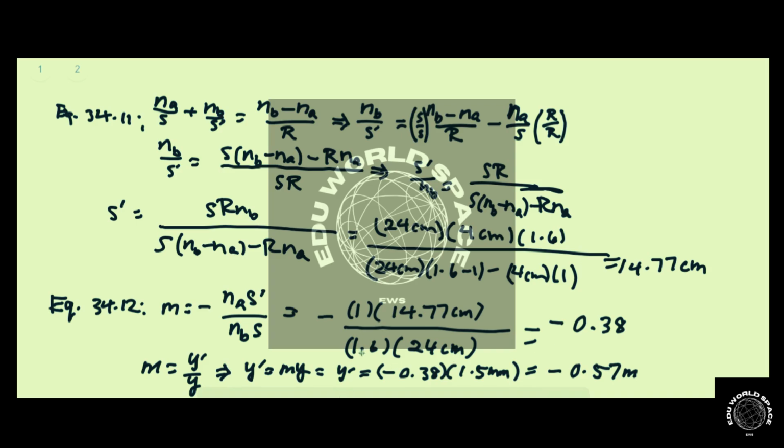And this minus sign just tells us that the image is actually inverted and not erect, right? So if you just want to know how big and you don't care about which direction, then you could just solve for the magnitude of y. But we already know that since m is negative, then the image is inverted.